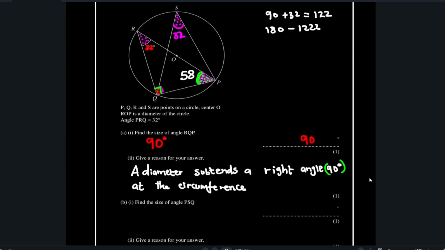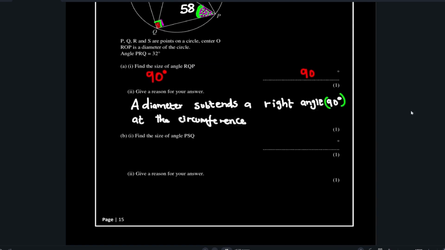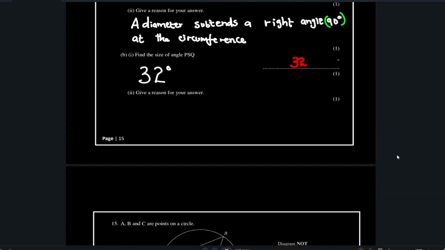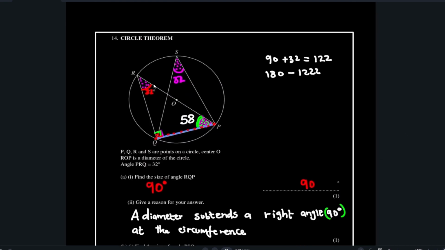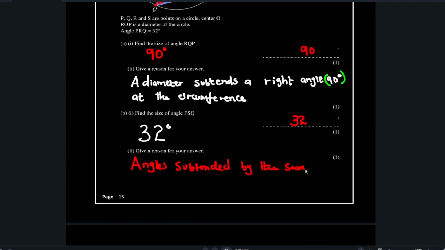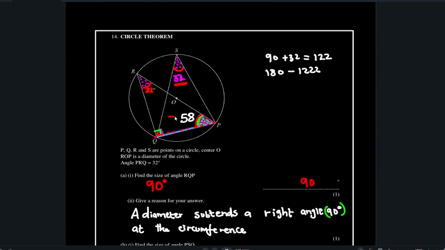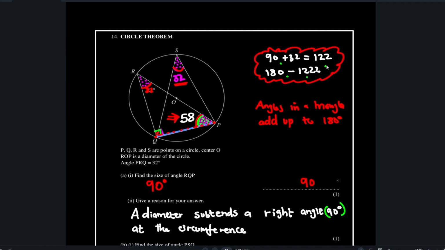Now, in order to find the size of angle PSQ, we have already said this PSQ and QRP are subtended by the same chord, and the chord of interest in this case is going to be QP. So QP is the one that is forming these two angles. Both angles are originating from QP. So that's why you can see we are saying angle S is also 32 degrees. Yes. Angles subtended by the same chord are always equal. So if you are asked to find 78, the reason, if you were asked to state it, will be angles in a triangle add up to 180.